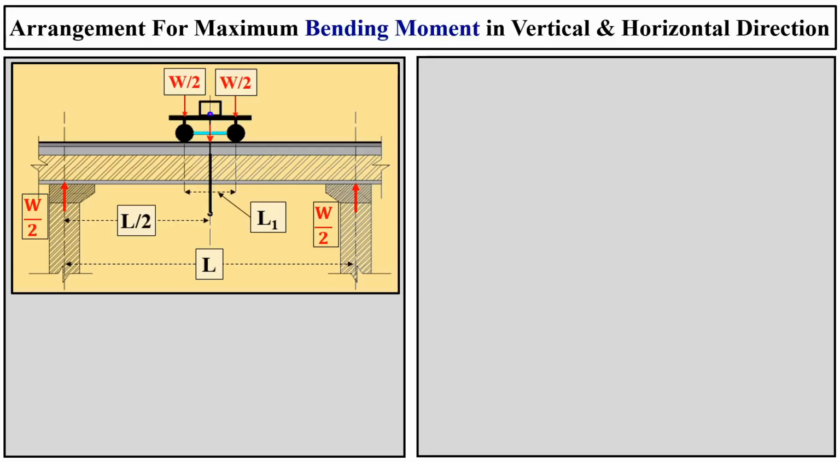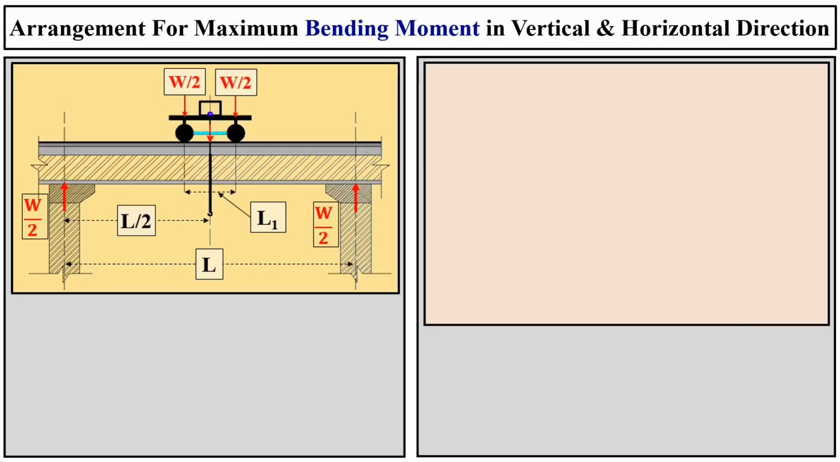To achieve the absolute maximum value, we must position the crab such that the center of the span is aligned exactly midway between the load center of the wheels. Since we are considering equal loads on each wheel, the midpoint between the wheels is our load CG.